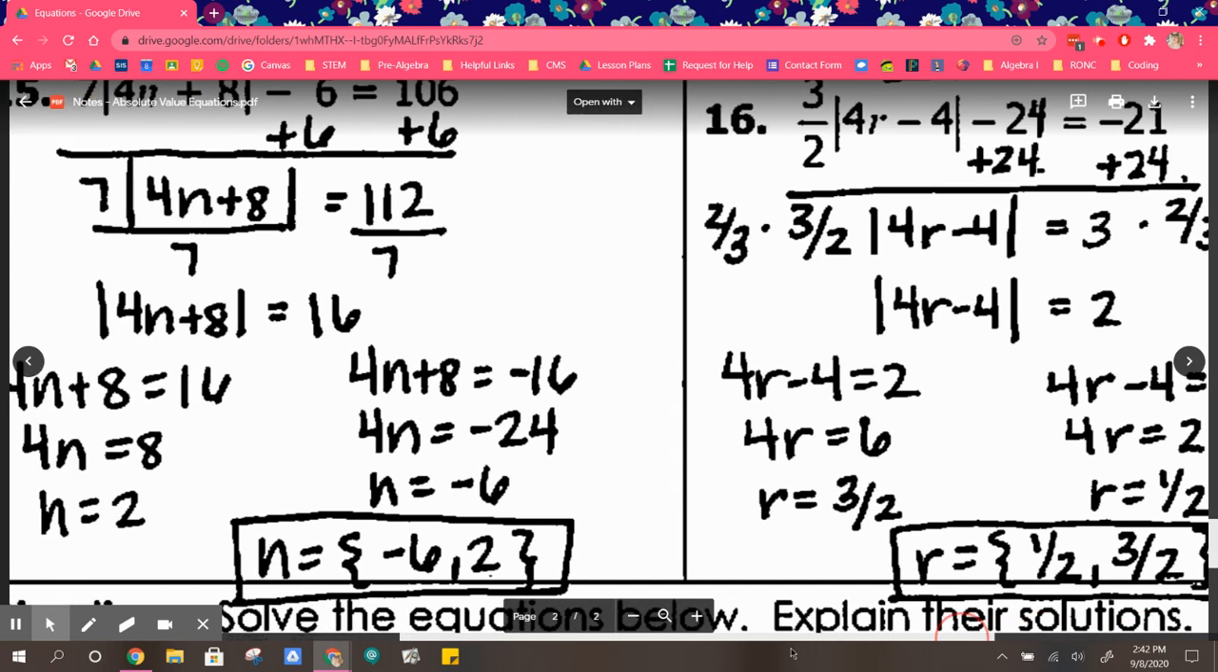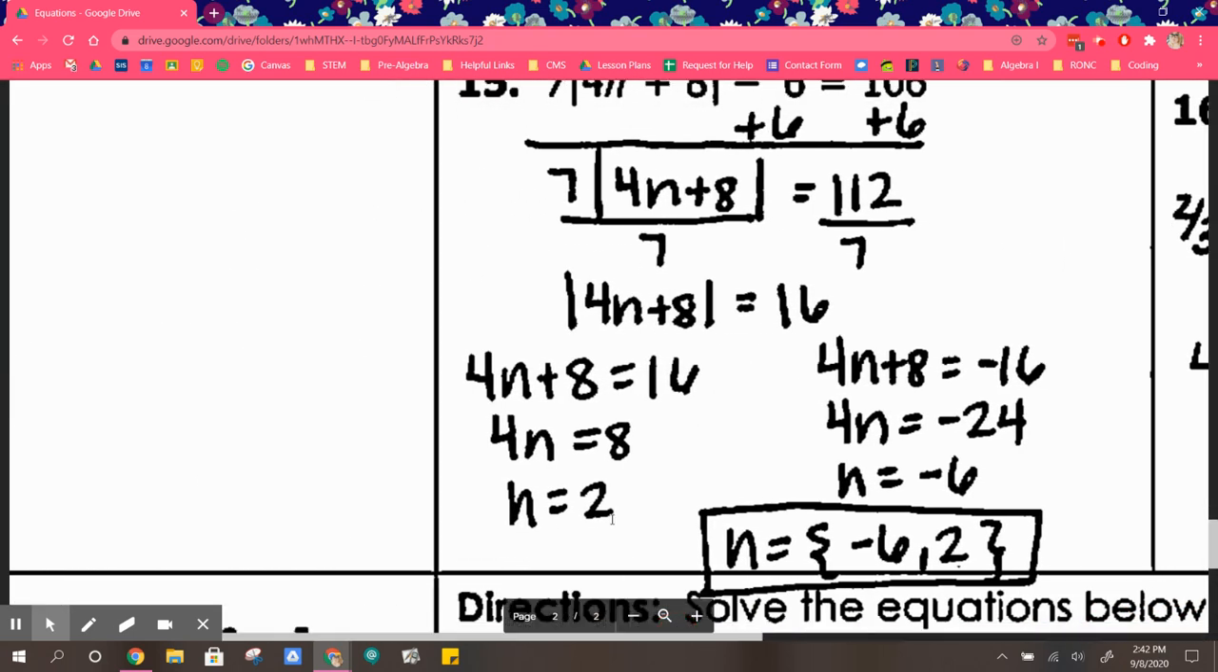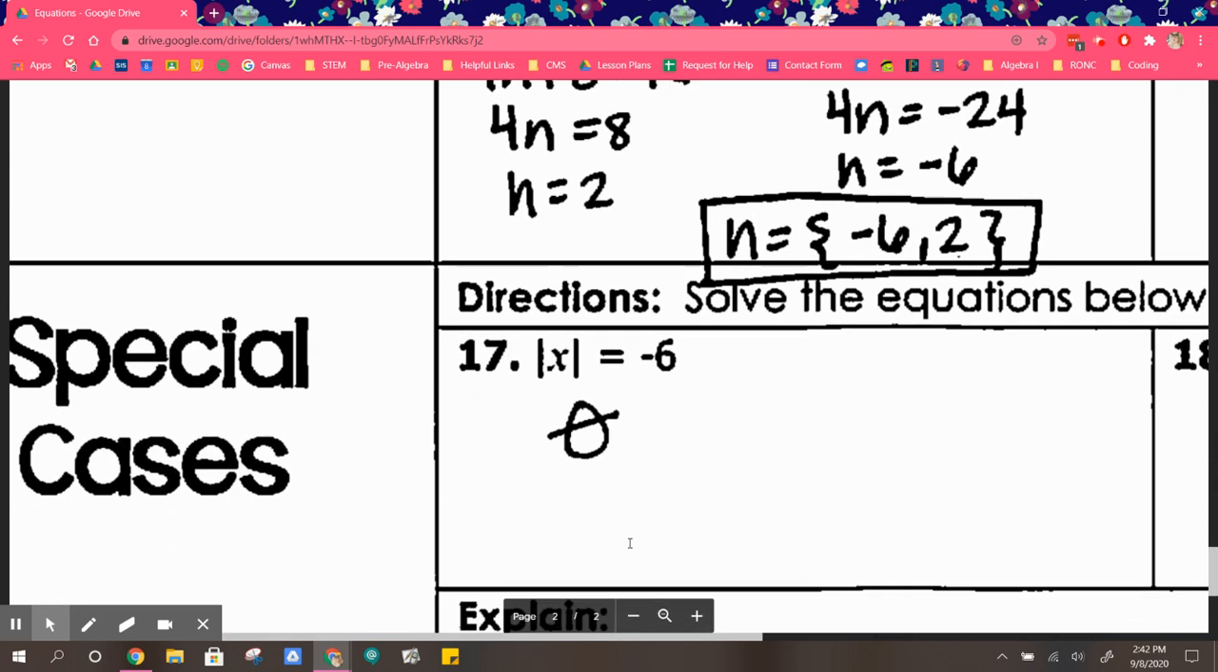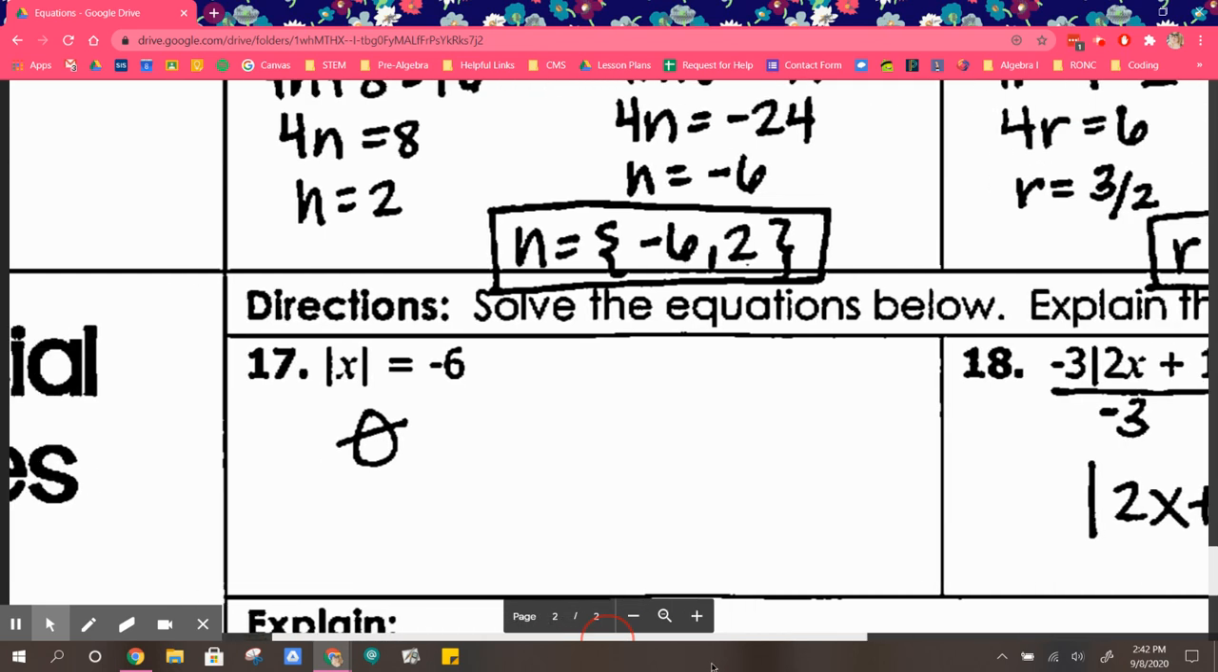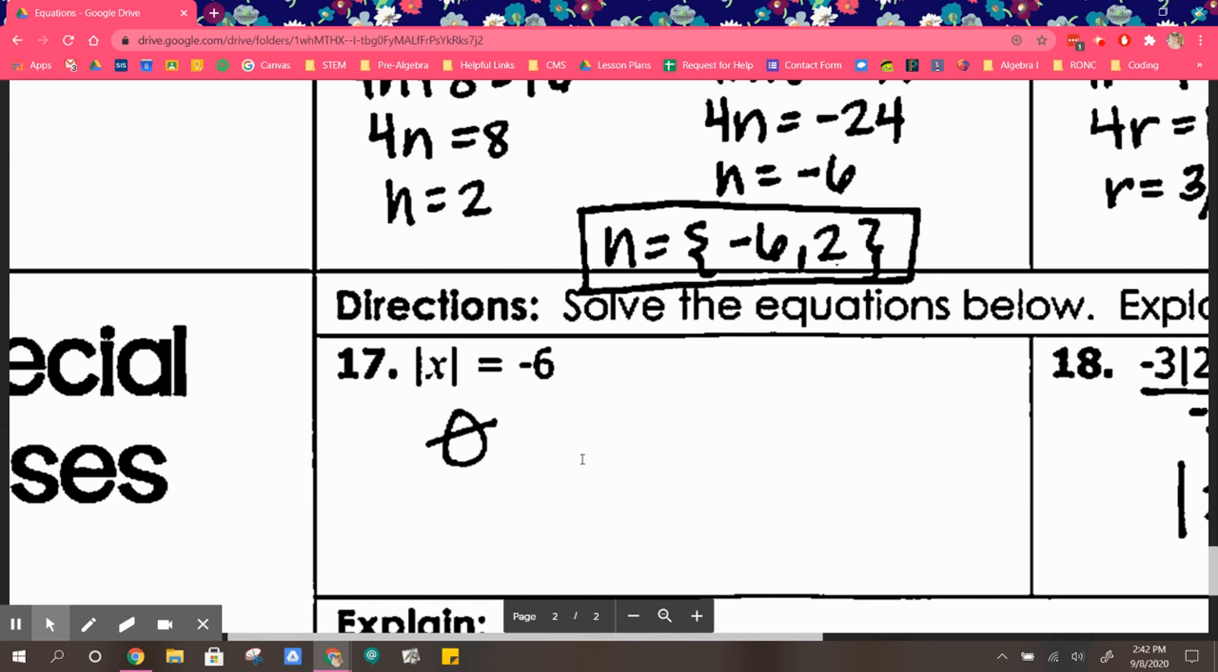Okay, so then we have one last section here. So there's special cases. There are times where you're not going to have a solution, and that's okay. Remember, the absolute value of something always has to equal a positive number. So for number 17, it says the absolute value of x equals -6. That's not physically possible. You cannot get a negative answer to that problem. If there was a negative sign out front here, then yes, that would be fine. But there isn't. It's just the absolute value of x and then -6. And that's not physically possible, so we would write no solution or put the null set symbol there.